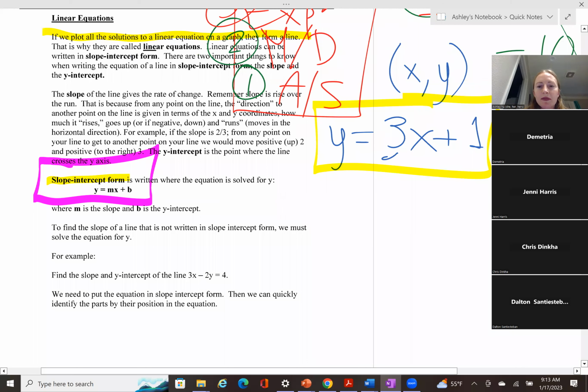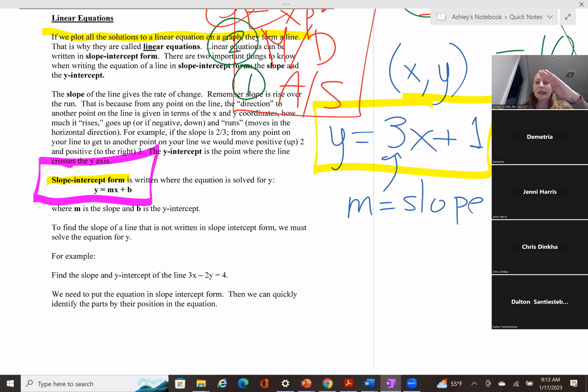The number that's in front of x, when it's in this form where y is isolated, y equals something with x, the number in front of x, the coefficient, is the slope. It just dictates how steep the line is. The larger that number is, the steeper it is. If it's a small number, like a half or 1/10, it's going to be really shallow. The opposite of steep is shallow. That's what the slope represents.